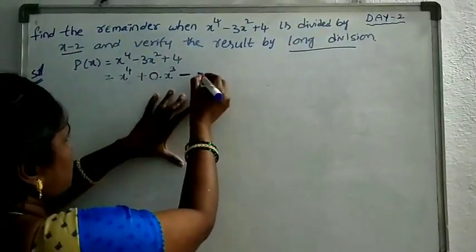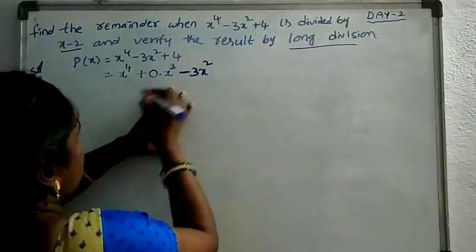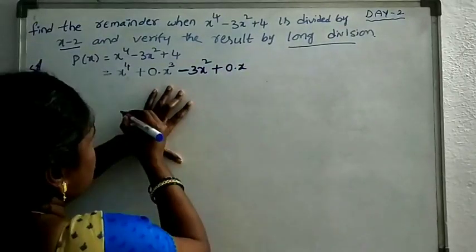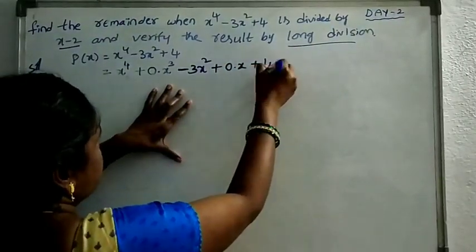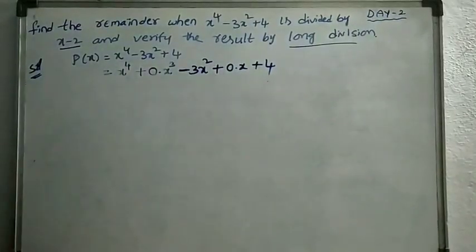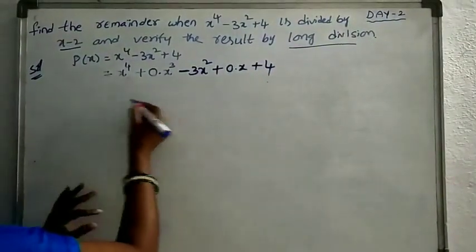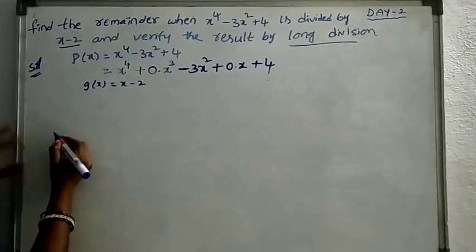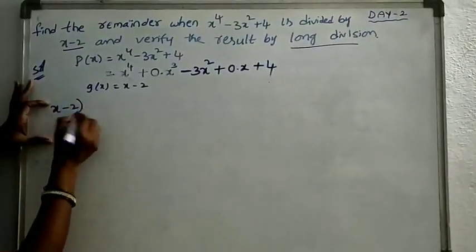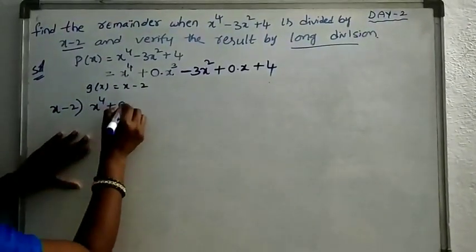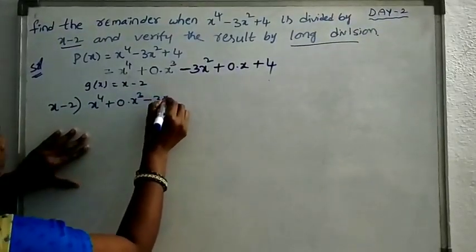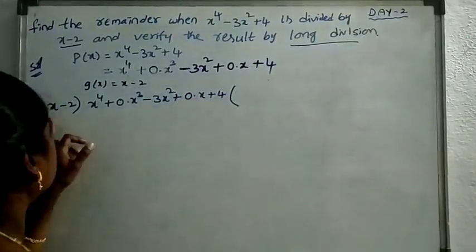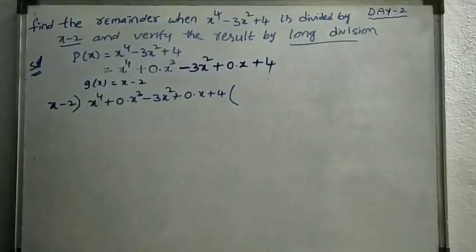Next, minus 3x square. Again there is no x term. So in place of the x term I am writing 0 into x. Next, the constant term 4. So what is the g of x here? G of x is x minus 2. So I will divide x power 4 plus 0 into x cube minus 3x square plus 0 into x plus 4 with the linear polynomial x minus 2.